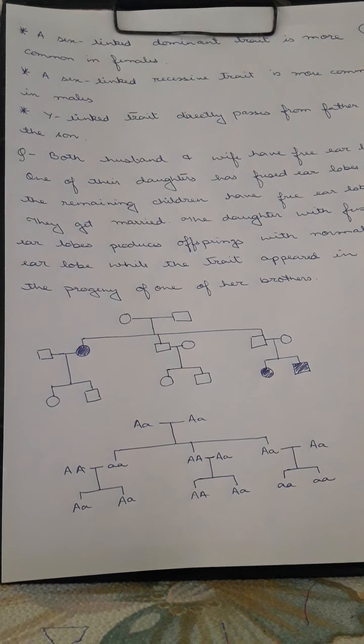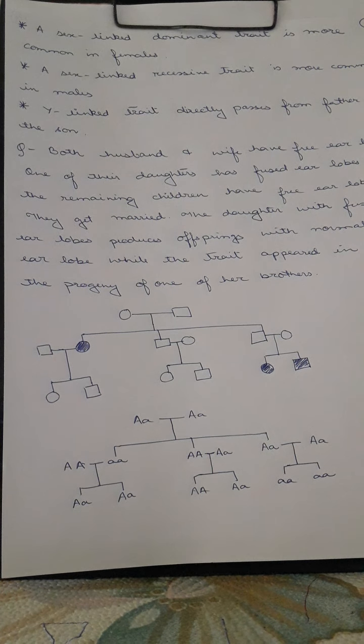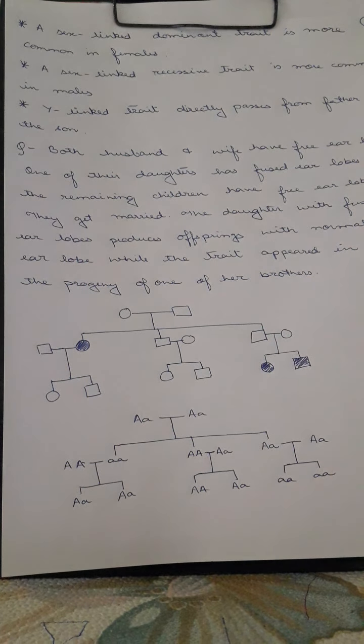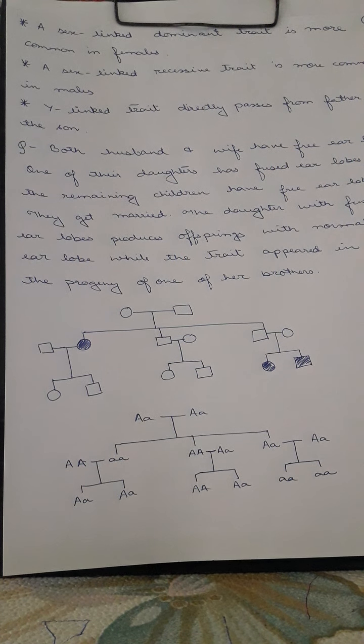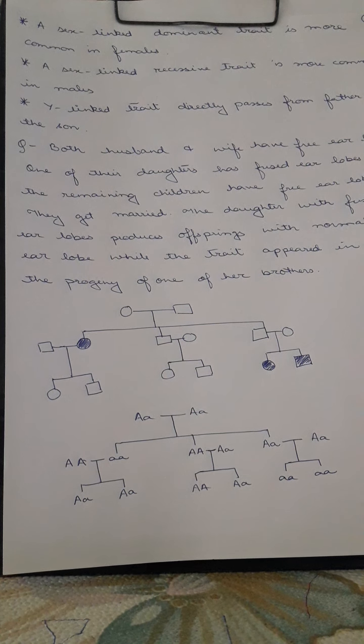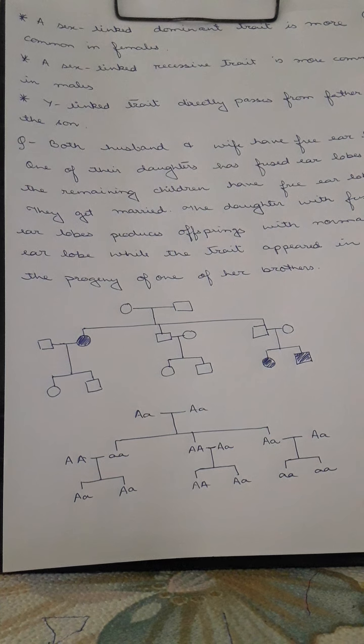Now when she marries a normal man, the offspring are not affected. They do not show any type of fused earlobes. But somewhere in the next generation, this particular disease occurs, okay. Now here see, if a trait is not present in the parent but it is present in the children, that means it is a recessive trait, okay. And if the recessive trait has to appear in the children, the parents have to be heterozygous, okay. So these are the basic points we have to remember.